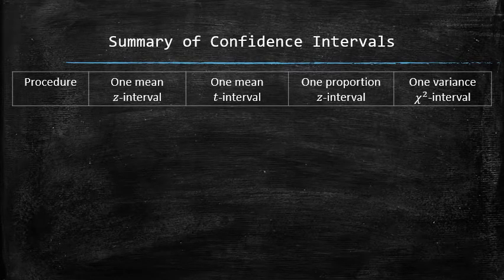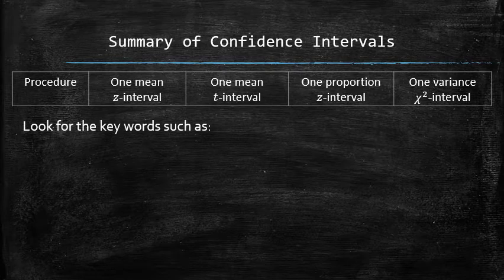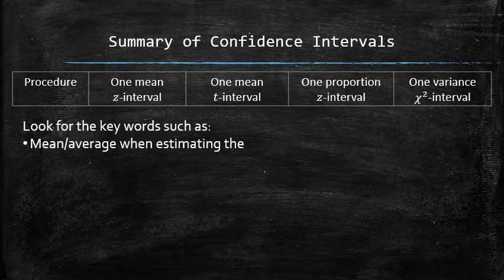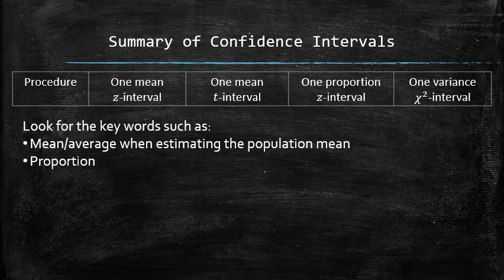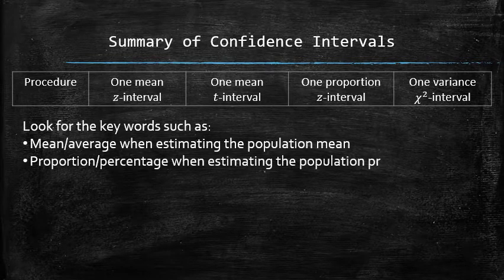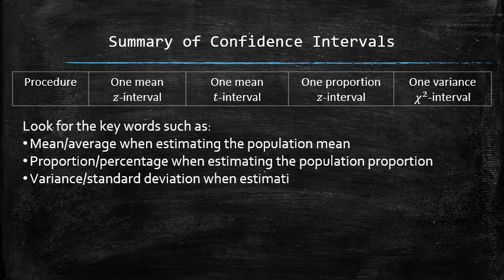First, we must determine which parameter is being estimated. Look for the keywords, such as mean or average when estimating the population mean, proportion or percentage when estimating the population proportion, and variance or standard deviation when estimating the population variance.